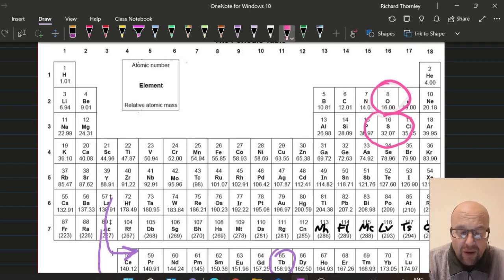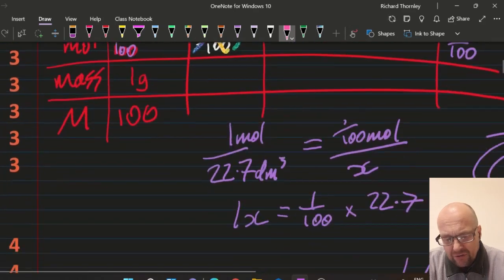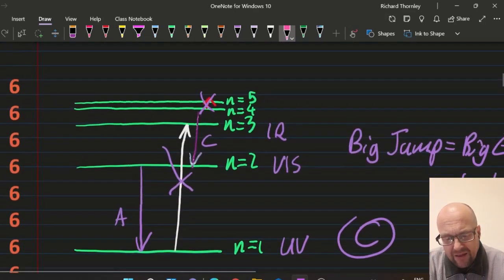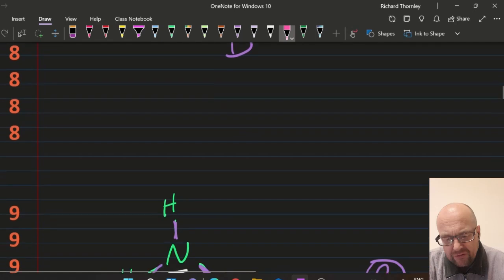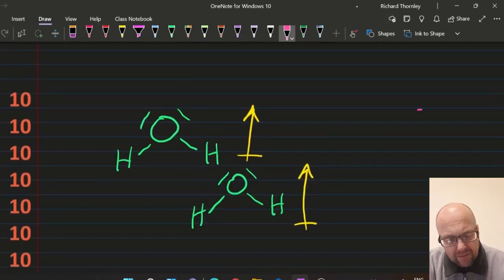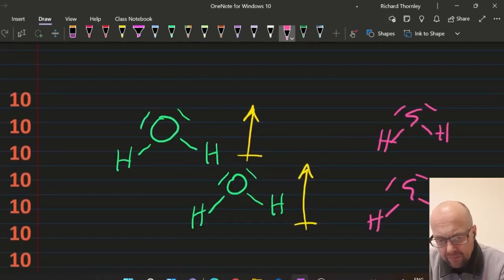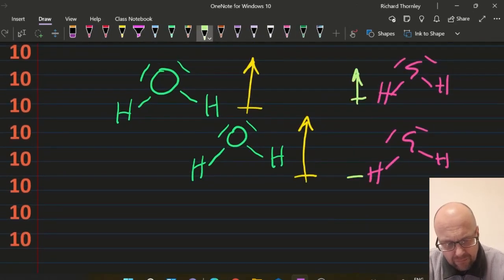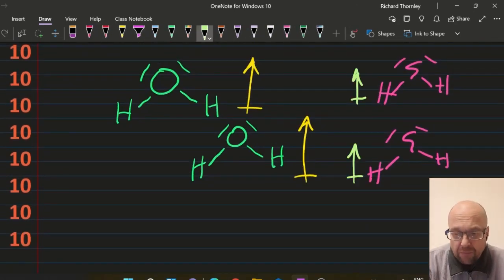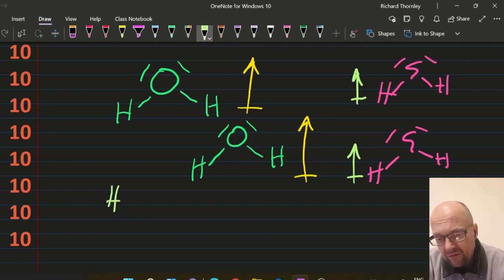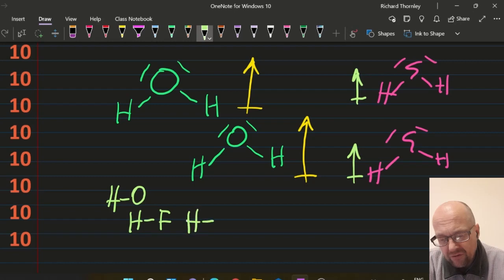So H2S, you might naively think it's got more electrons, more London dispersion forces. But no. It's hydrogen bonding, isn't it? The reason that water molecules stick together more than hydrogen sulfide molecules is that water has hydrogen bonding. So anything with hydrogen attached to oxygen, hydrogen attached to fluorine, hydrogen attached to nitrogen has hydrogen bonding.